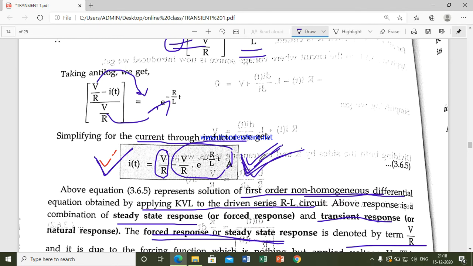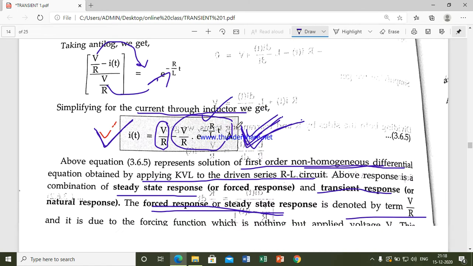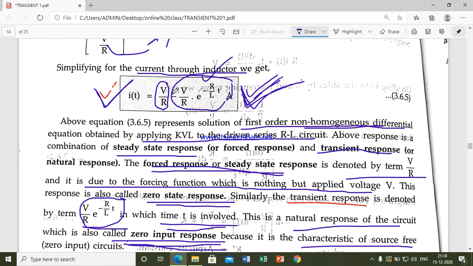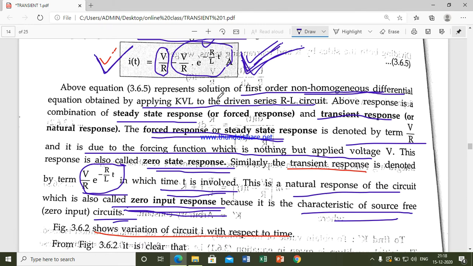Next, here we have two terms in your final expression. What are the two terms you have? V by R, this is the first term. This is nothing but the steady state. The next term is minus V by R. This is the transient response. The first term is the steady state, the next term is the transient response of the circuit.